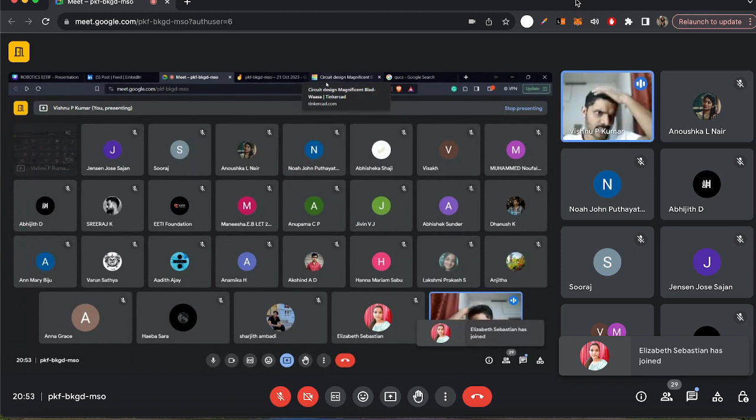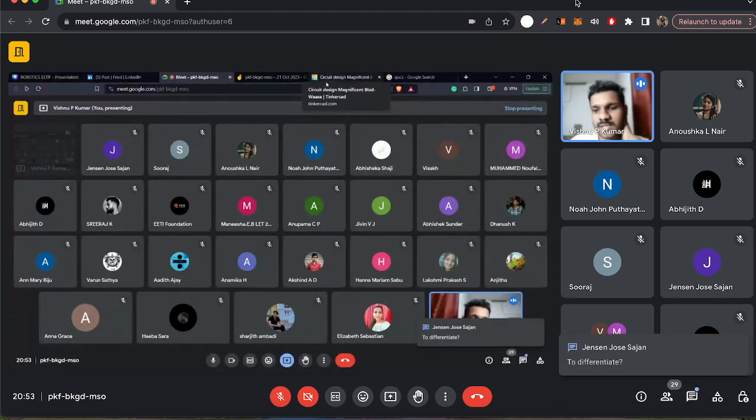Whichever color wire we use, we can pass the electricity, right? Then why are we using specific colors? Yeah, to differentiate. Exactly, that's it, to differentiate.